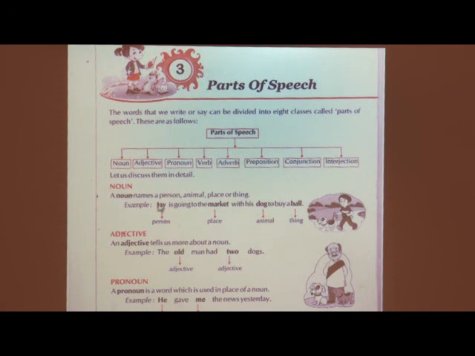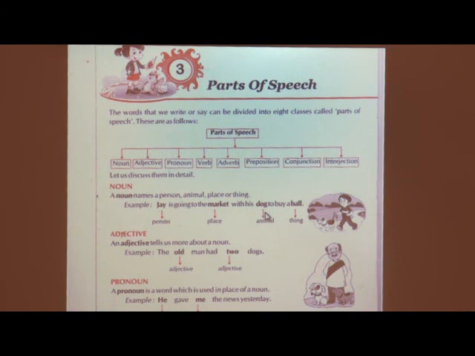A noun is the name of a person, an animal, a place or a thing. Now, I want to give some more examples of a noun. For example, I will give the name of a person as an example. I can give a name, that is Milton.